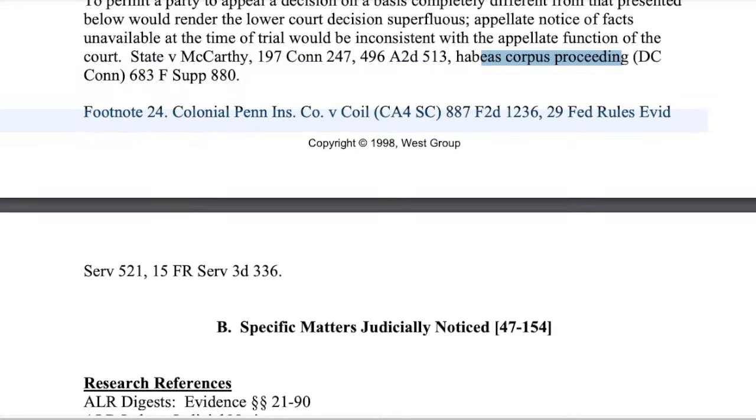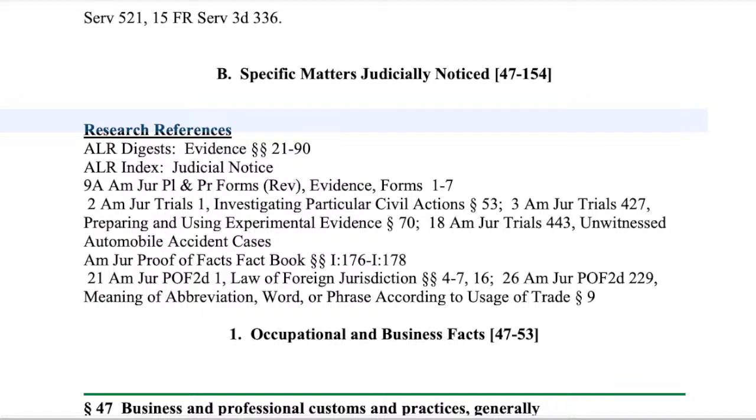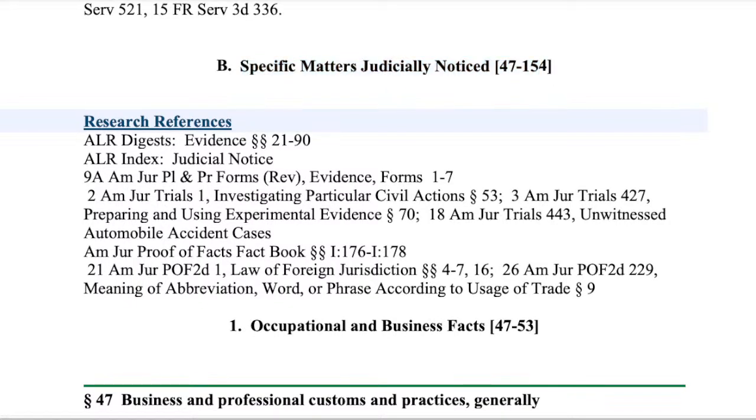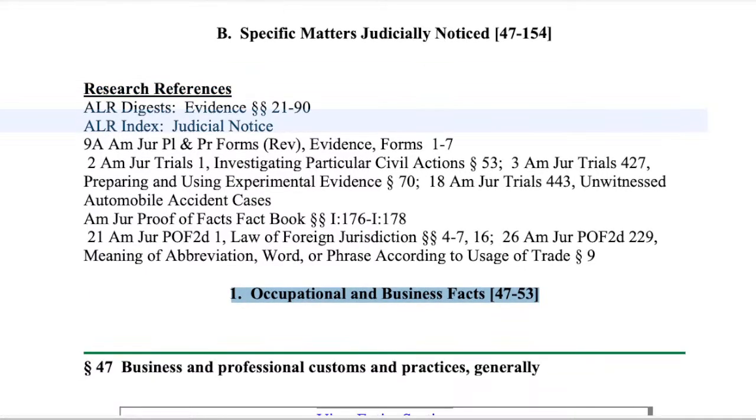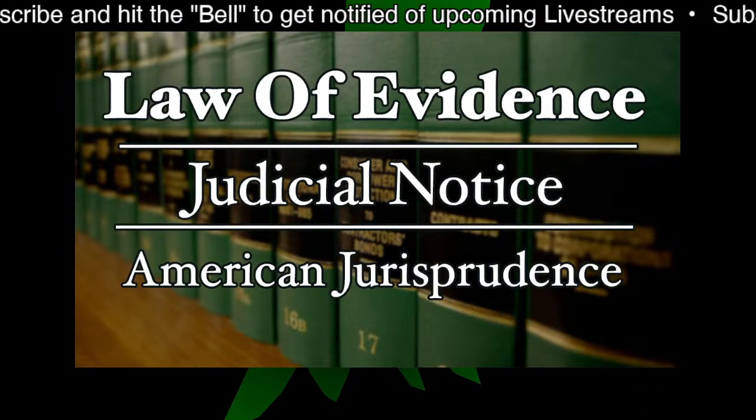Excellent. So we finished that. Now we're on to the next subsection of specific matters judicially noticed. This would be subchapter B, subsection 1 of the chapter on judicial notice, and this is occupational and business facts, which will be starting for the next edition. So with that said, we got a little sneak peek of what's to come. And let's jump over here to the chat and see what we got going.